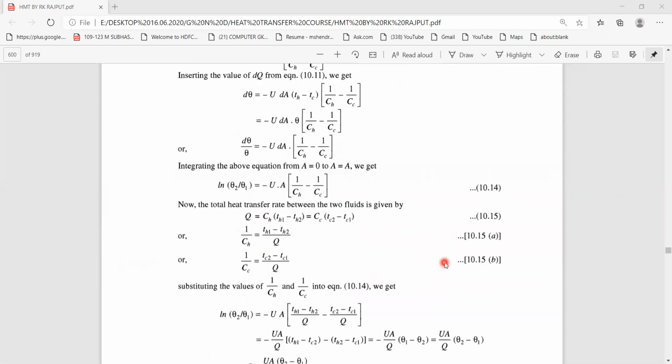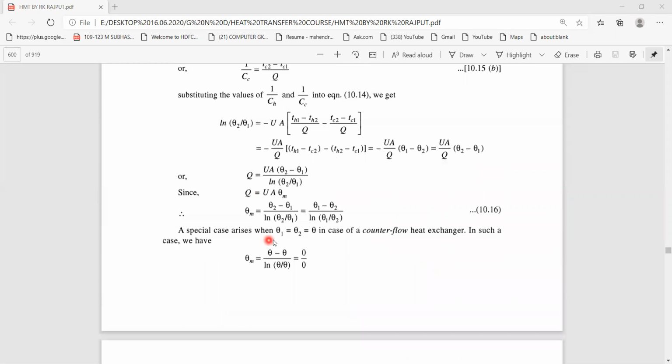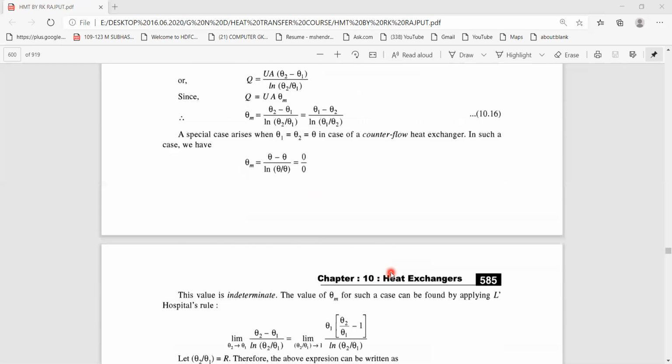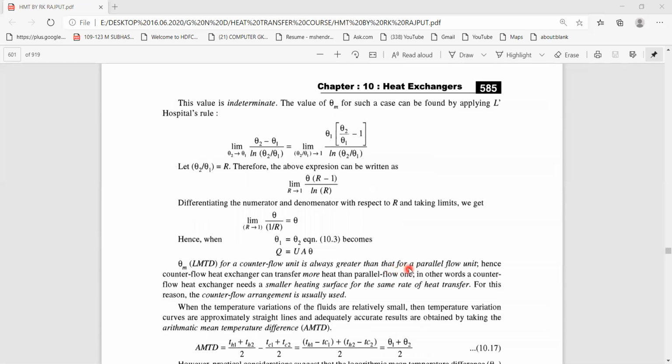In such a situation, you will get theta 1 equals theta 2 equals theta, the temperature difference. In that situation, theta 1 and theta 2 both will get cancelled. In the numerator you will get 0, and here theta 1 and theta 2 are both theta only, so they cancel. Ln of 1 equals 0. So 0 by 0 is an indeterminate form. For that we have to use the limits theory.